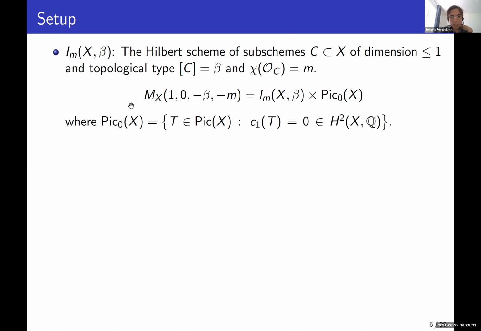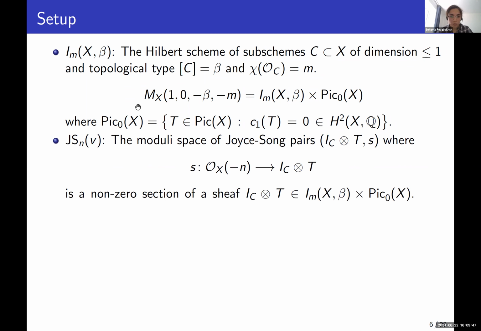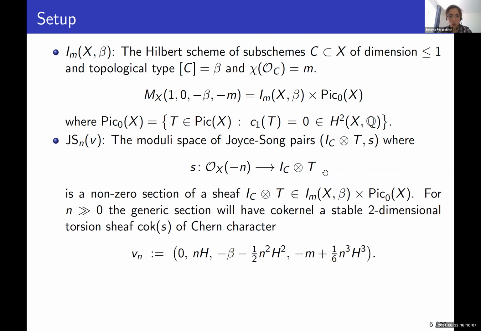Okay, so just note that here, it doesn't matter what notion of stability we choose, it just parameterizes all torsion-free sheaves of class (1, 0, -beta, -M). Then the second moduli space that I want to consider is the moduli of Joyce-Song pairs. So I pick a torsion-free sheaf of class v, and s is just a non-zero section from O_X(-N). So we know that both these two sheaves are torsion-free. That's why s is injective and I can look at its cokernel.